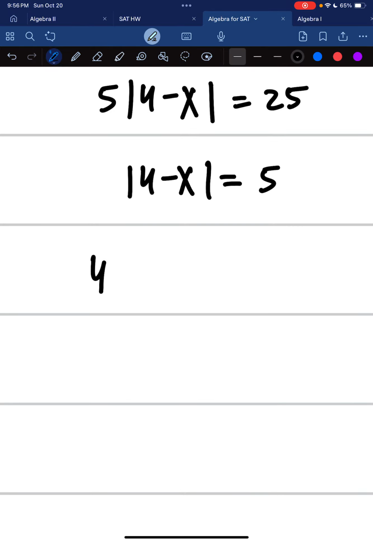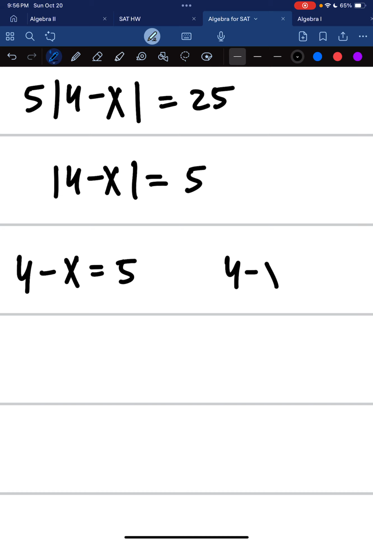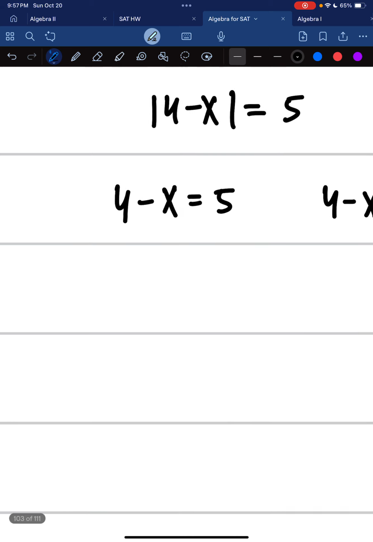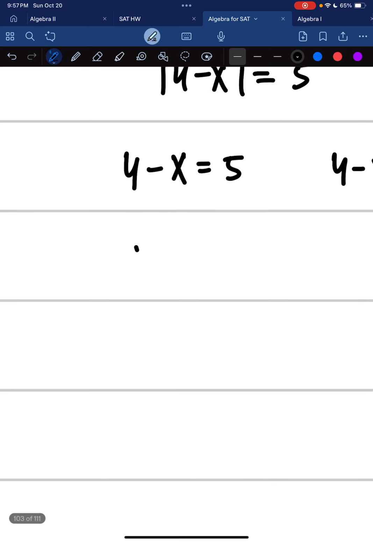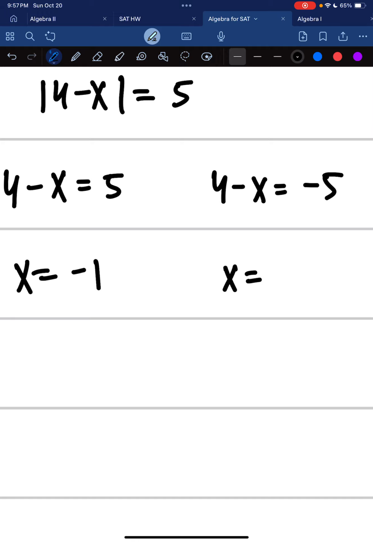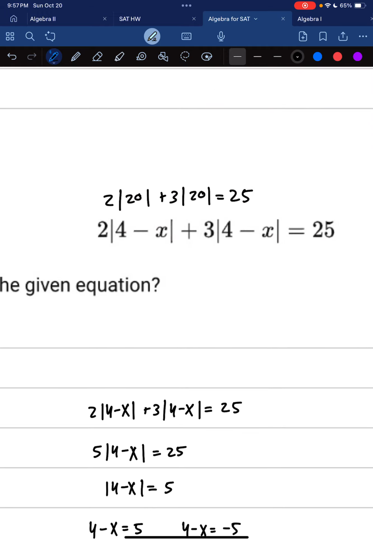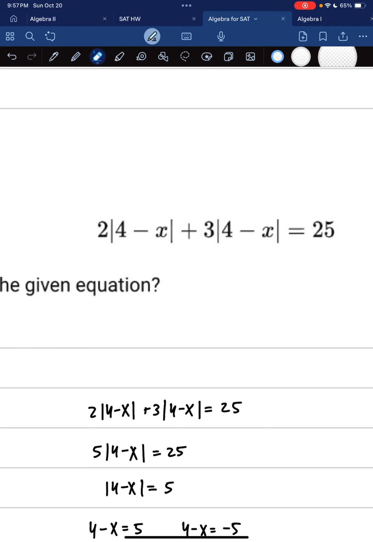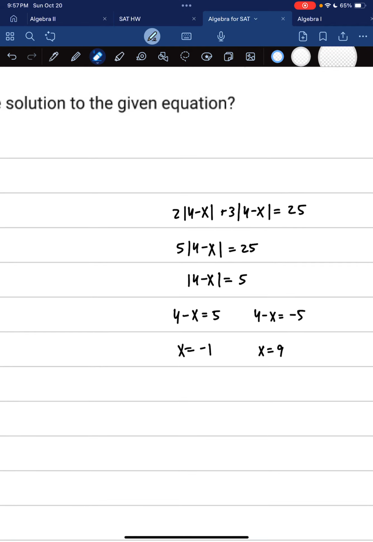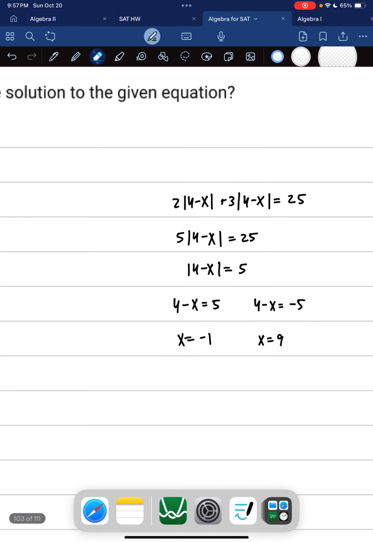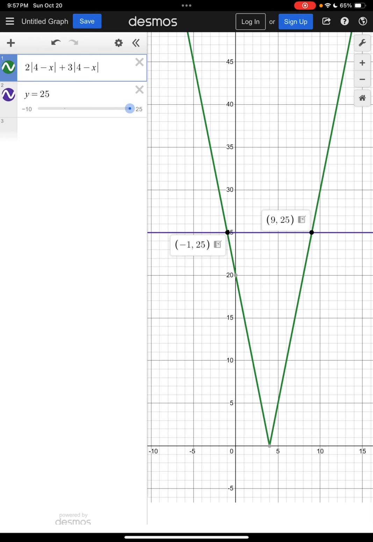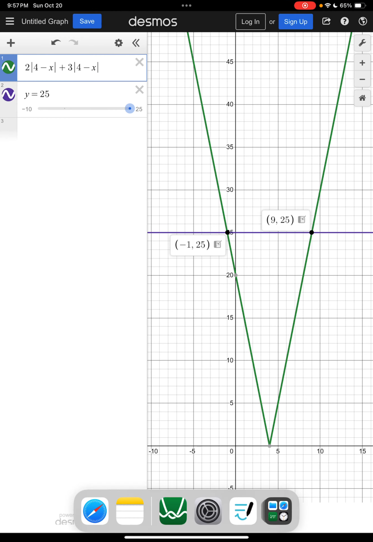Now we can set this equal to 4 minus x equals 5, and 4 minus x equals negative 5. If I solve these two, I'll get x equals negative 1 and x equals 9. So those are my two solutions, and if I plug them in, they will both work. You can solve this either algebraically or you can plug it into the graphing calculator and see where they intersect.